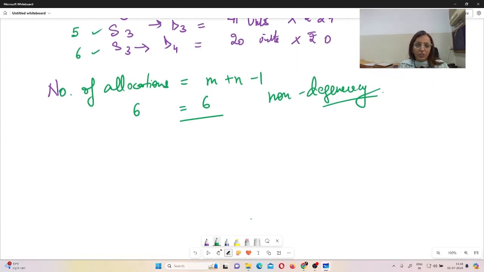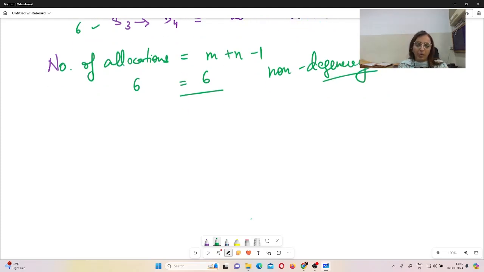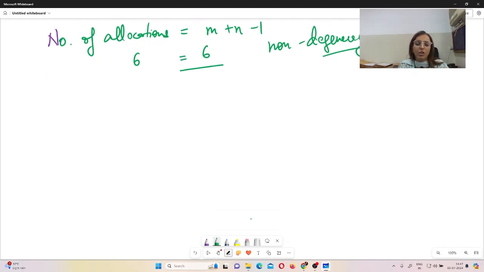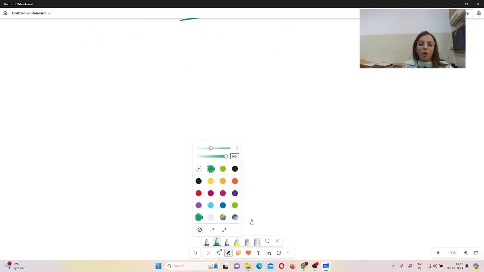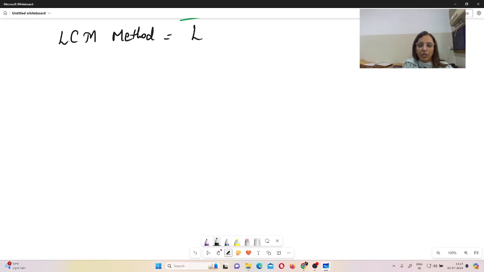After finding the initial feasible solution by the different methods, we will be able to find the best or optimum solution, and that is done with the help of the MODI method, right? That will be done later on. Now we are coming to the next topic, the LCM method: how the LCM method works and how we calculate the initial feasible solution with it. The full form of LCM is least cost method.